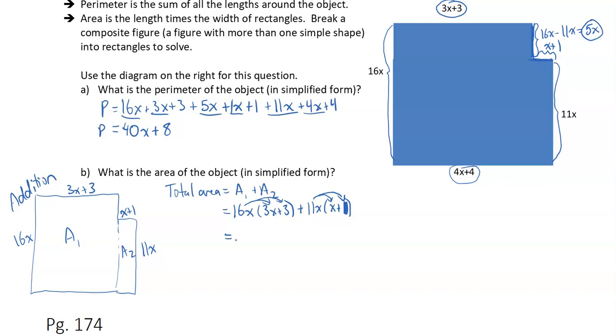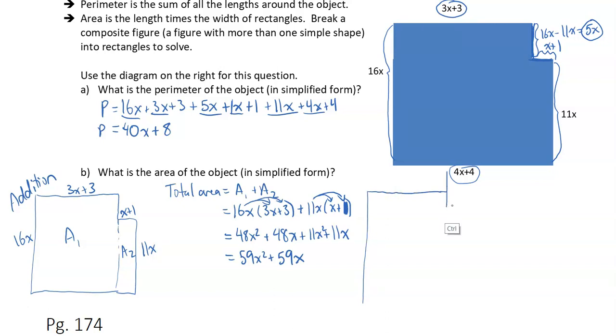All right. So 16x times 3x gives you 48x squared, plus 48x, plus 11x squared, because x times x gives you 11x squared, plus 11x. Gathering the x squared terms together gives us 59x squared plus 59x. So that is our total area using the addition method. I told you there were two ways to do this, and you can determine which one's easiest for you.